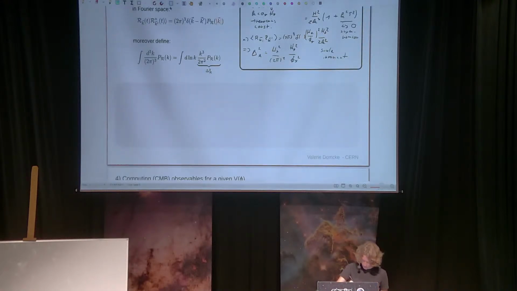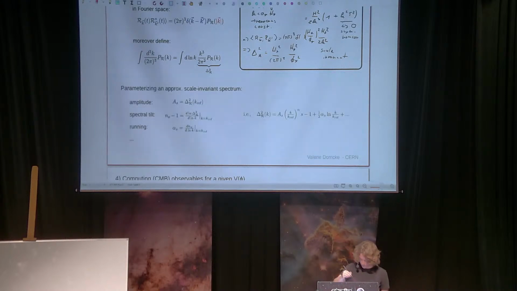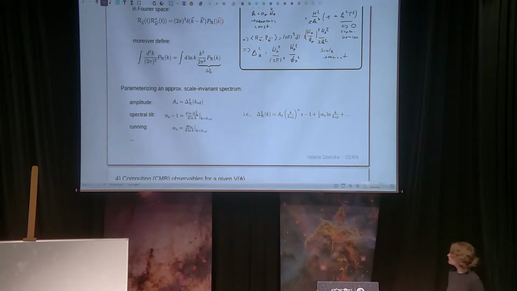This is just notation. We like to parameterize the scalar power spectrum in this way. Here this broke a bit. So this is the scalar power spectrum, this is an amplitude, and all of this, apologies, should be an exponent. So n_s minus 1 is the spectral tilt of the power spectrum. Alpha is the running, and so on and so forth.